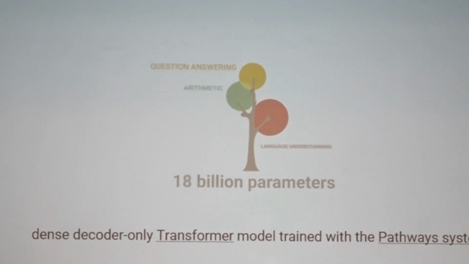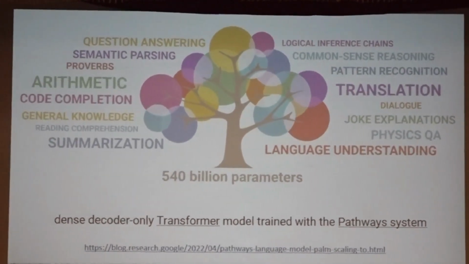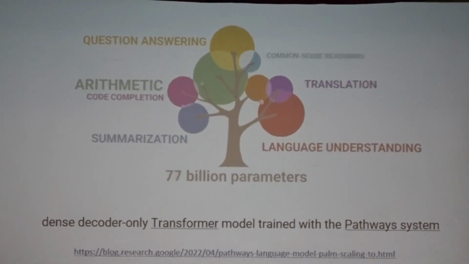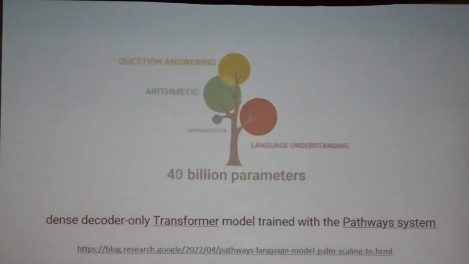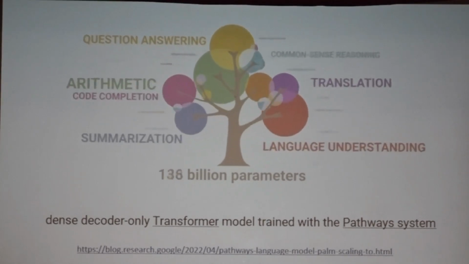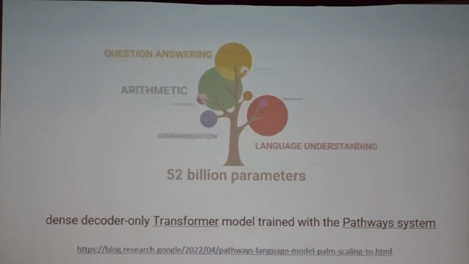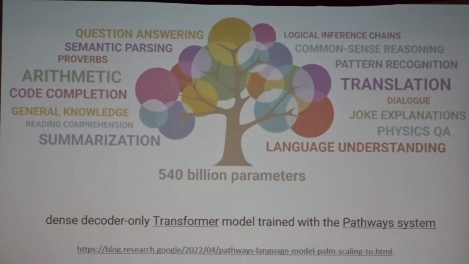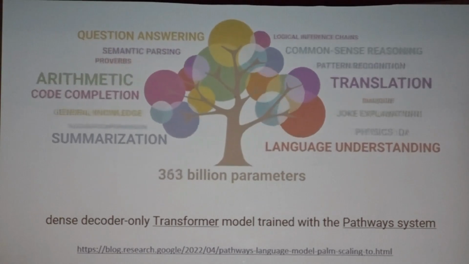Just observe this. It started with 8 billion parameters with 3 tasks: question answering, arithmetic and language understanding. Performance improved with more complex architecture and more parameters, to 62 billion, and right now it is available with how many? 540 billion parameters, with the capacity of performing all these tasks. Can you imagine how this evolution went? Started with 8 billion, with 3 tasks. Enhancements you can see here.